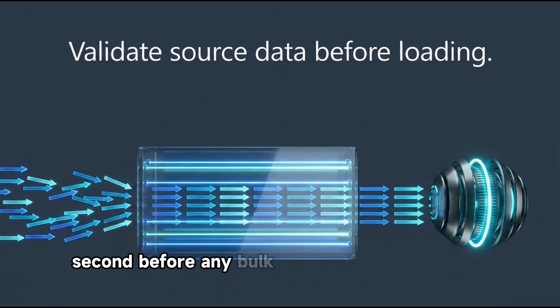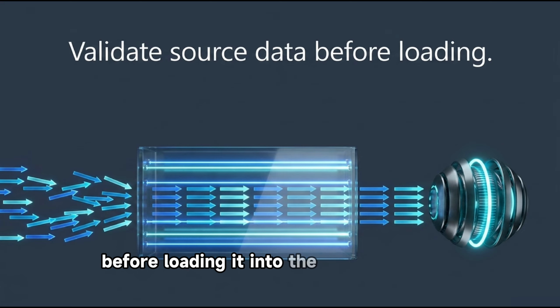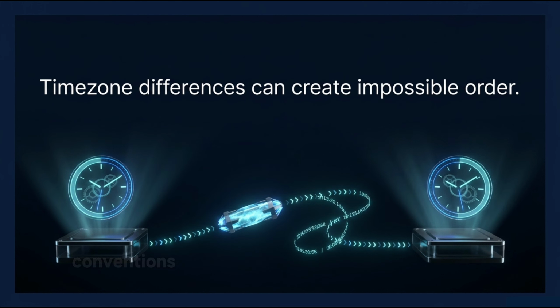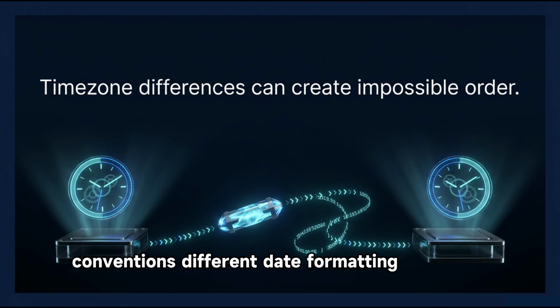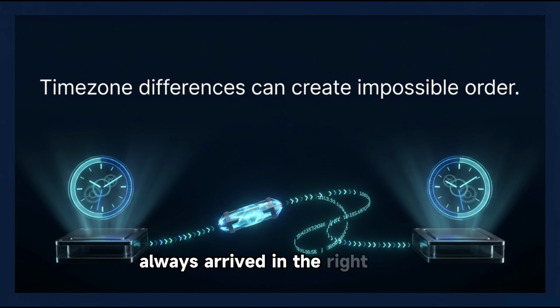Second, before any bulk import of historical data, validate the temporal sequences in the source data before loading it into the target database. External data sources have different timezone conventions, different date formatting standards, different definitions of when an event is recorded. Any of these differences can produce sequences that violate rules your database never thought to enforce, because the data that built it always arrived in the right order.